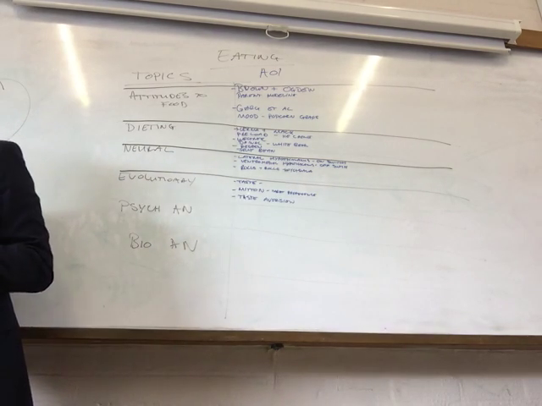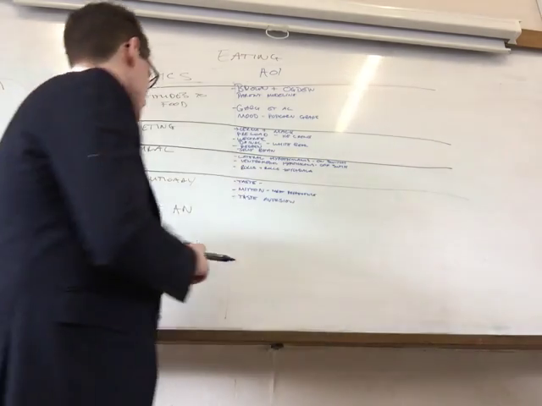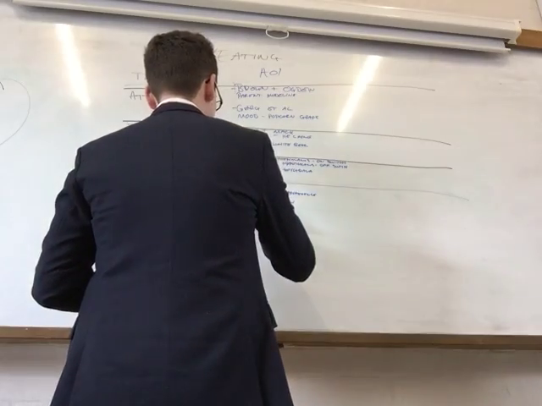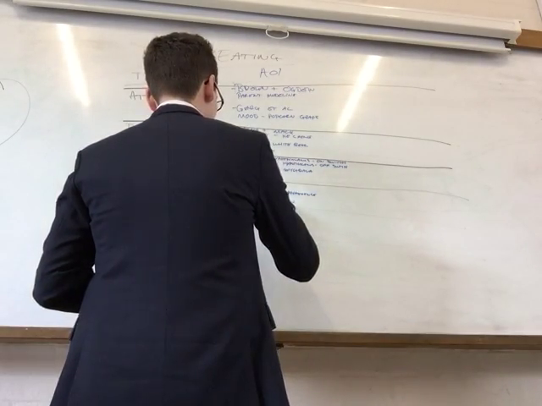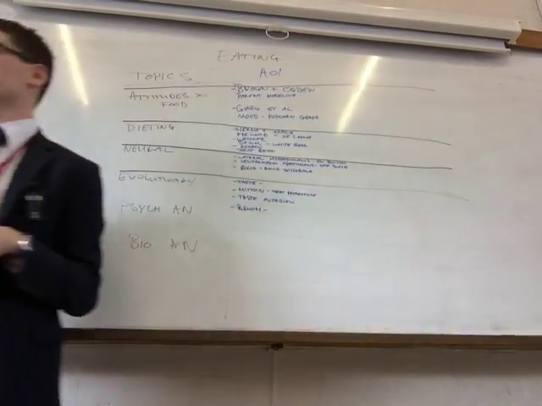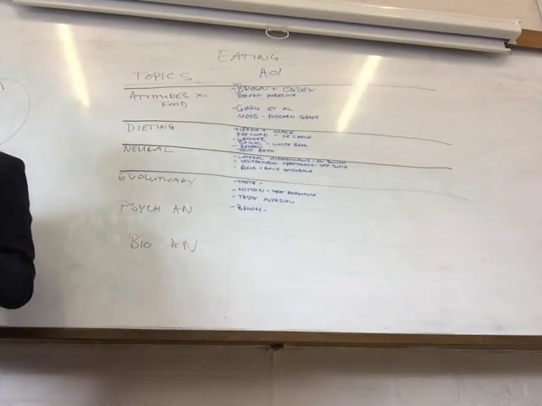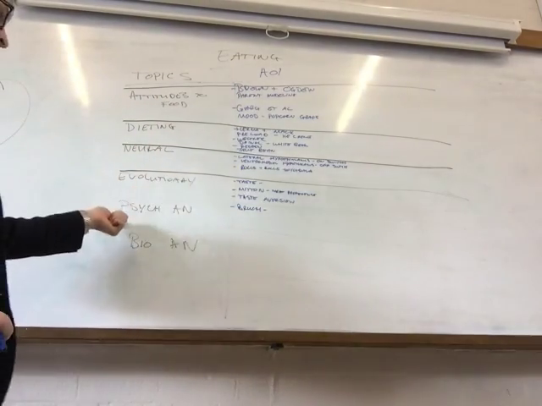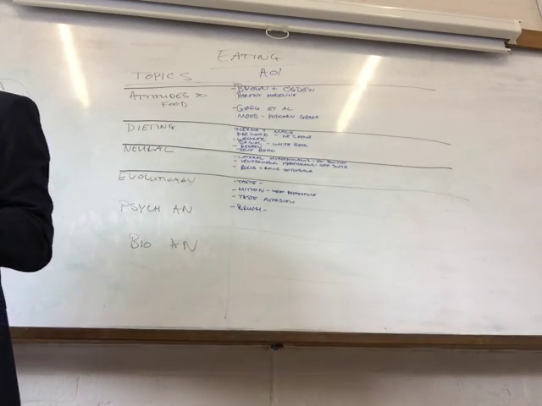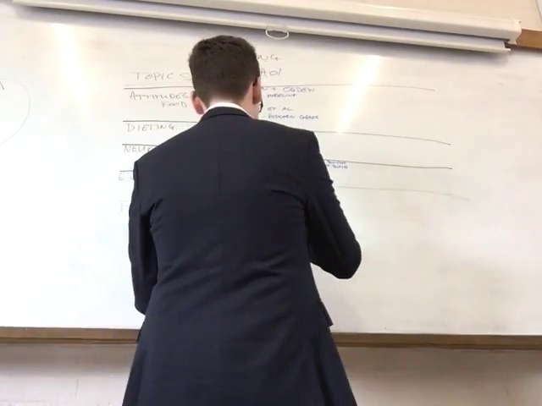Psychological explanations of anorexia. The big one you need to mention here is Bruch. I would start with that one if I were you. Again, probably only based on the mark scheme. The mark scheme always seems to mention Bruch when it talks about psychological explanations of anorexia nervosa. That's a psychodynamic approach.